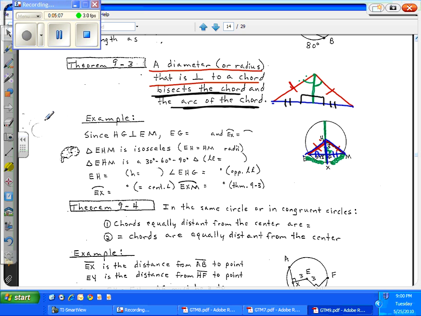So since HM is perpendicular, we're right here. Since HG is perpendicular to EM, that means that EG is equal to GM, and arc EX is equal to arc MX, if the radius is perpendicular to the chord, then it bisects the chord and the arc of the chord. Reason, EHM is an isosceles triangle because EH and HM are radii.